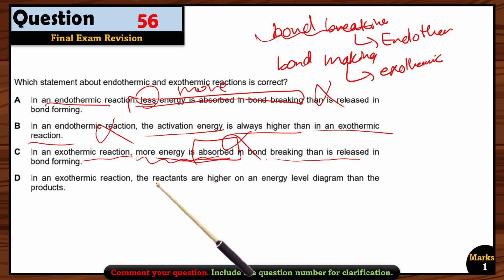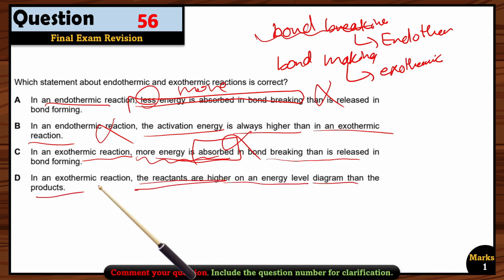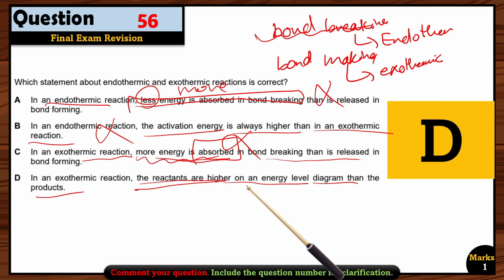In an exothermic reaction, the reactants are higher on an energy level diagram than the products. Yes, this option is right. If you remember the energy level diagram, the products are always at a lower energy level in an exothermic reaction, because all the heat is given out, and the reactants have more energy. That's why they are giving out the heat, right? So the reactants are higher on the energy level diagram than the products. So option D is the right option.